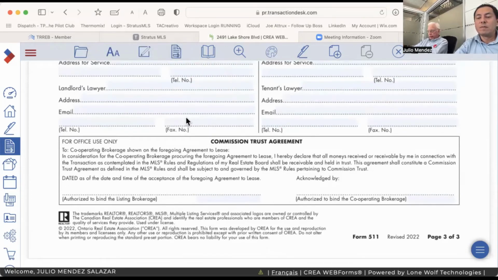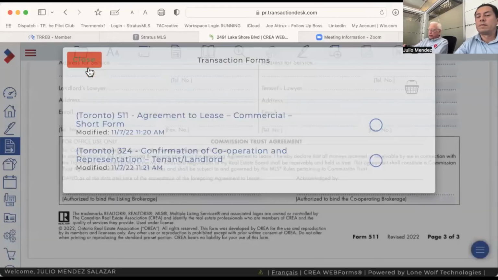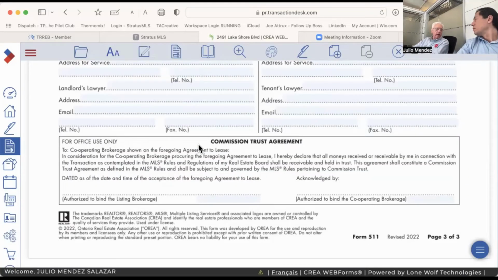Perfect. It's easiest to use. Now, there are more complicated forms when you get into multi-retail shopping centers. But this is a standalone retail commercial space. So the agreement to lease TREB form is satisfactory to use on behalf of your client.